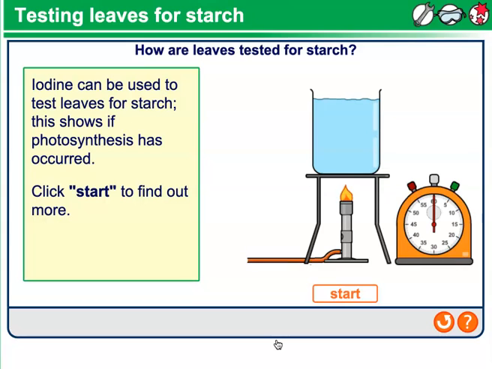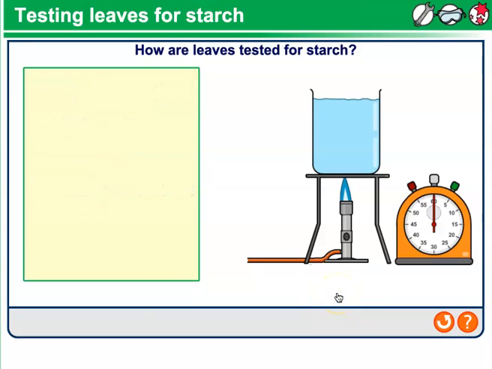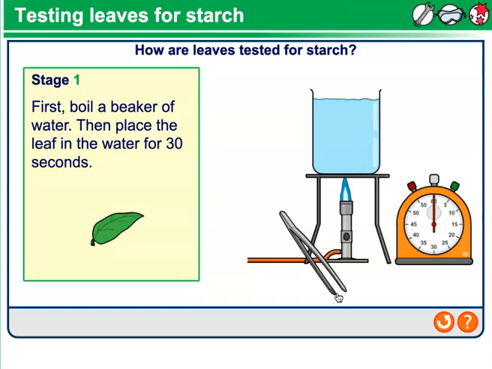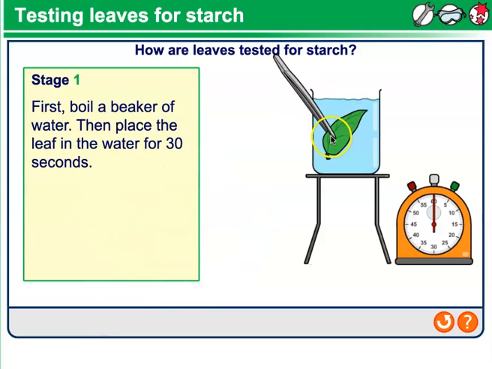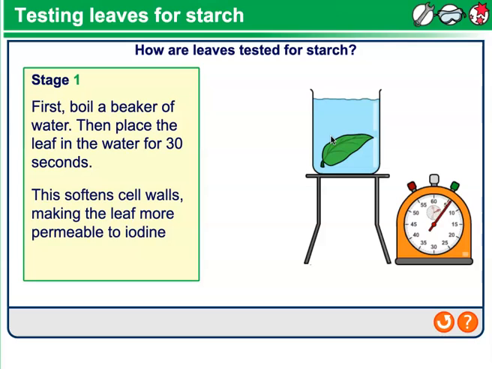Testing leaves for starch. How are leaves tested for starch? Iodine can be used to test leaves for starch. This shows if photosynthesis has occurred. Stage 1. First, boil a beaker of water, then place the leaf in the water for 30 seconds. This softens the cell walls, making the leaf more permeable to iodine.